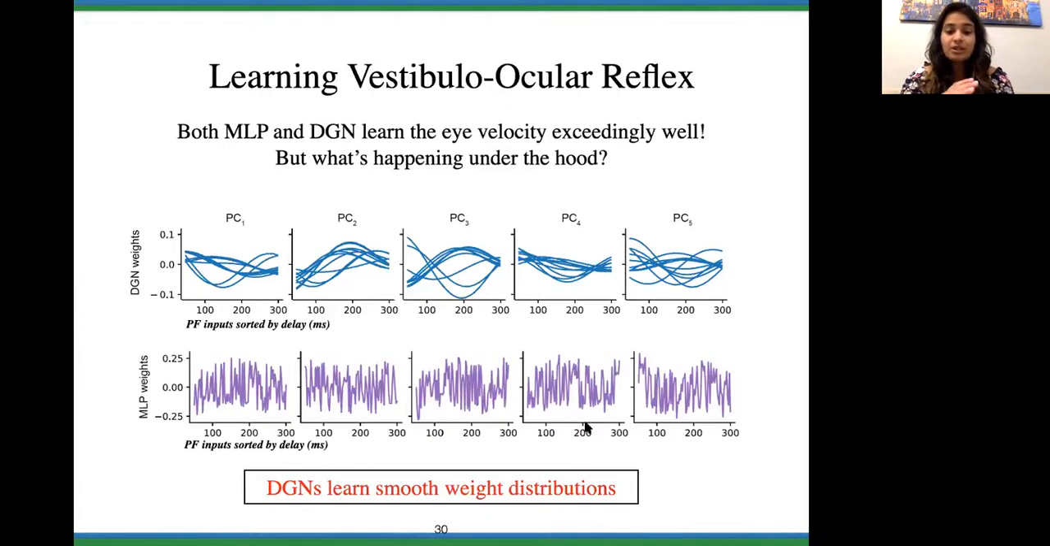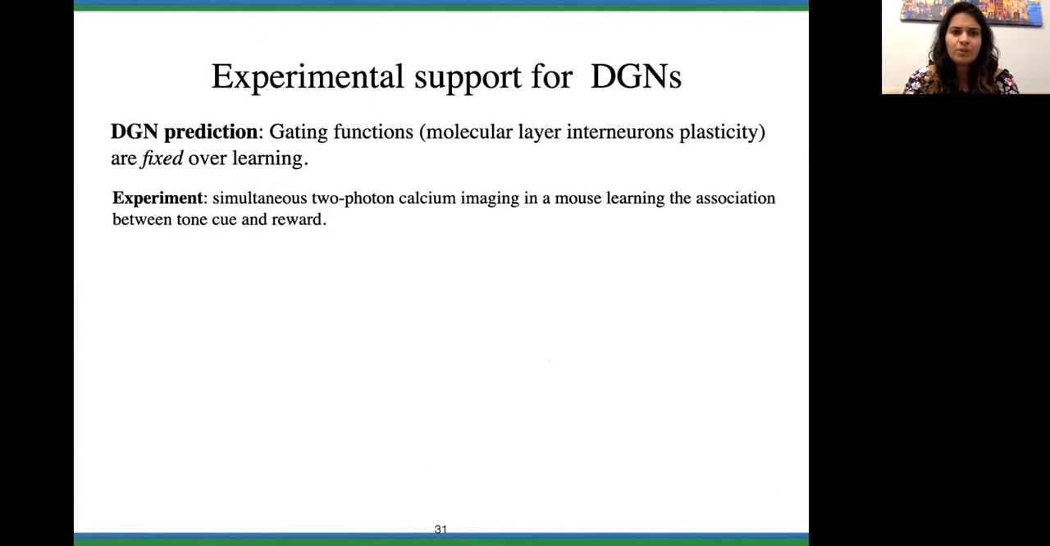So the DGNs are learning these smooth weight distributions as a function of the time delay of the parallel fiber, which is quite interesting and seems quite natural for a biological system to do. All right. We also look into providing some experimental support for the DGN.